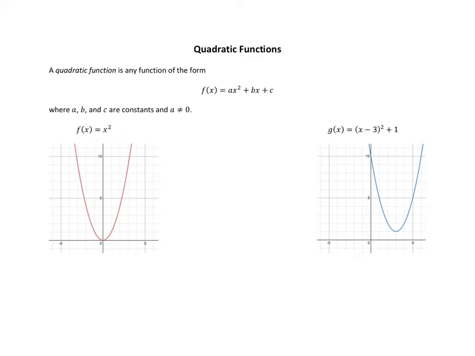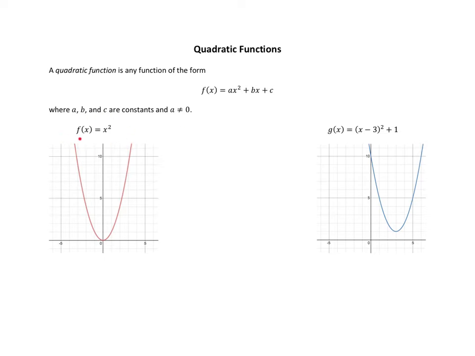A quadratic function is any equation of the form ax squared plus bx plus c. And here a is not equal to 0. If a were 0, this wouldn't be here, and it would just be a line. All that being said, I have a couple of different graphs of quadratic functions.